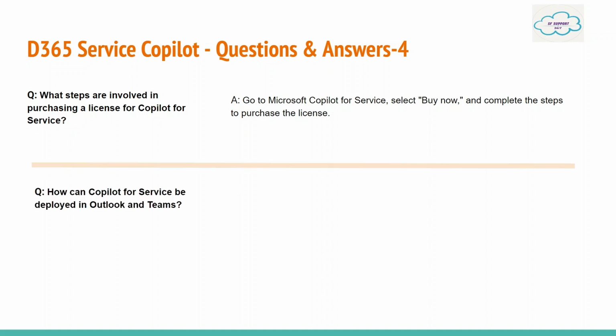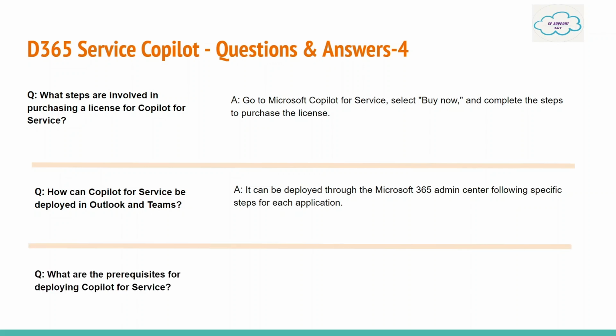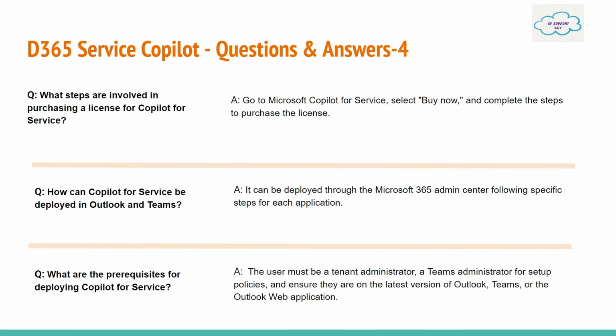How can Copilot for Service be deployed in Outlook and Teams? Go to Microsoft 365 Admin Center and follow the specific instructions. Generally, create roles and give corresponding privileges. That's how you do that. Next question: what are the prerequisites for deploying Copilot for Service? The user must be a tenant administrator, a team administrator for setup policies, and ensure that they are on the latest version of Outlook and Teams. This can be done through the Outlook web application.